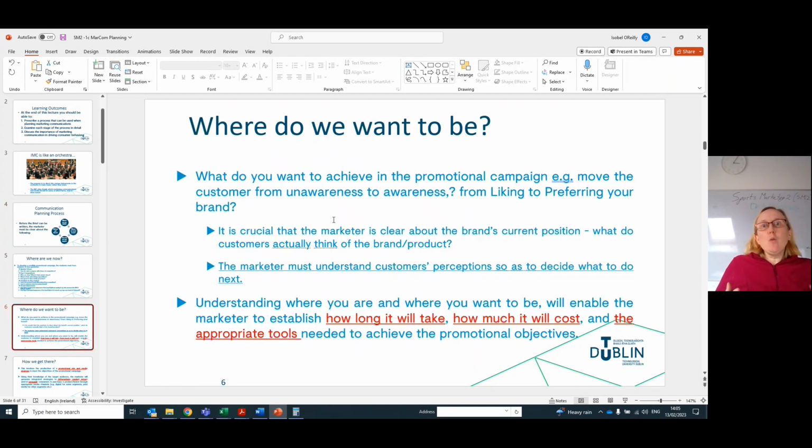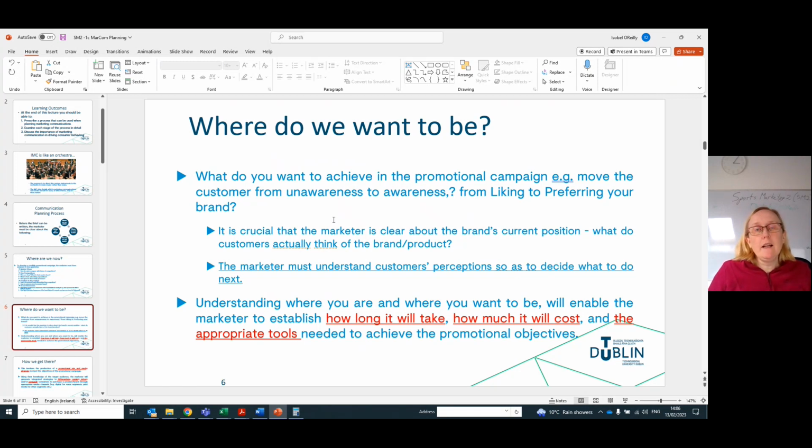So what do you want to achieve in this promotional campaign? For example, are you trying to move the customer from unawareness to awareness, or from liking to preferring your brand? It's crucial that the marketer is clear about the brand's current position and knows what customers actually think of the product or brand. The marketer must understand customers' perceptions so as to decide what to do next.